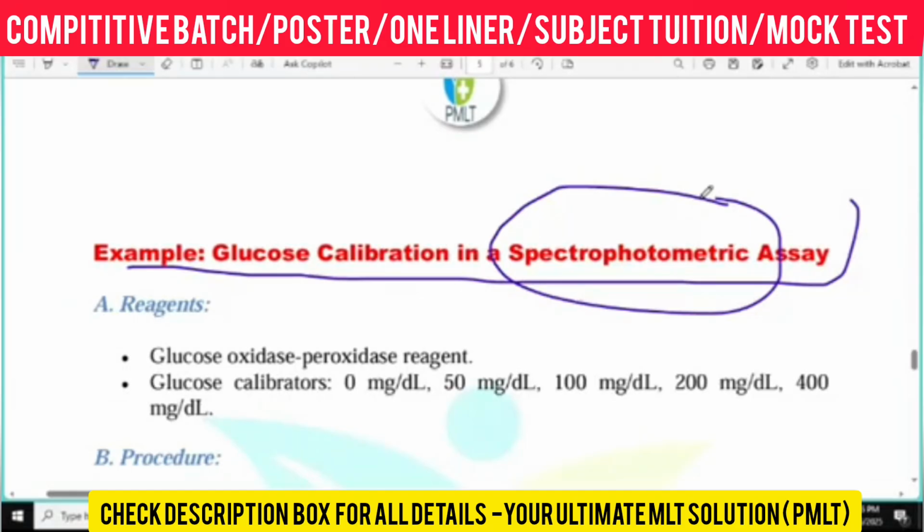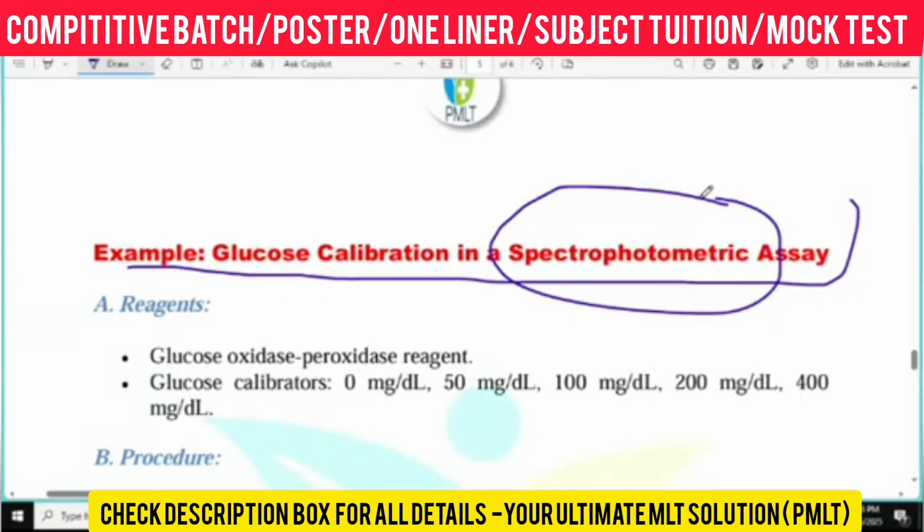Why are we using sodium oxalate and why are we using sodium fluoride? Sodium fluoride is used for stopping the activity of hexokinase, right? And sodium and potassium oxalate we are using as an anticoagulant. Getting my point? Don't forget these things.